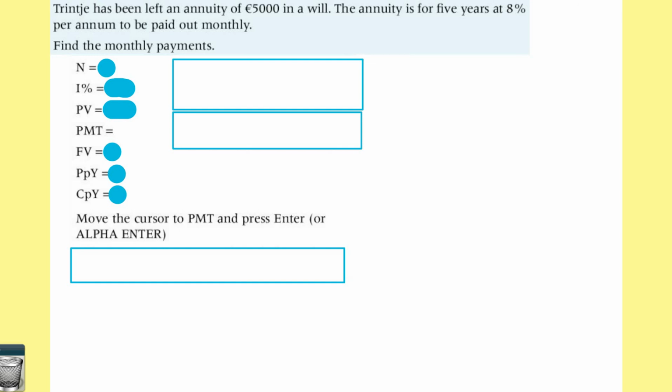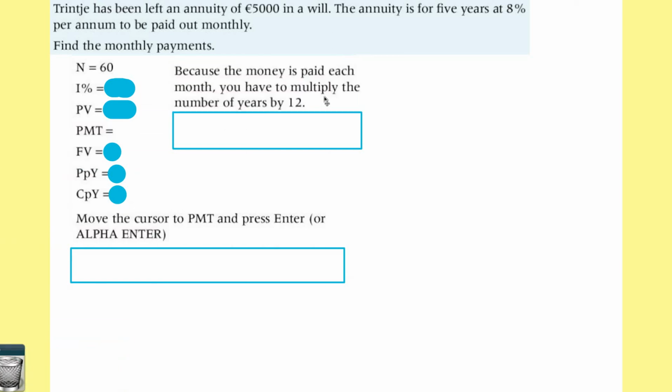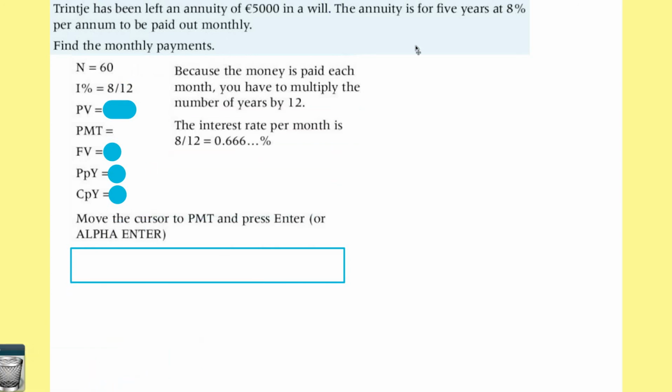Okay, so let's do N. N is 60. Why is it 60? 5 years, paid out monthly. So the number of times is going to be 60, each month, times the number of years. The next one is our interest rate. So our interest is going to be 8% over the next 12 months. So notice it's 8 over 12. Notice that change there.